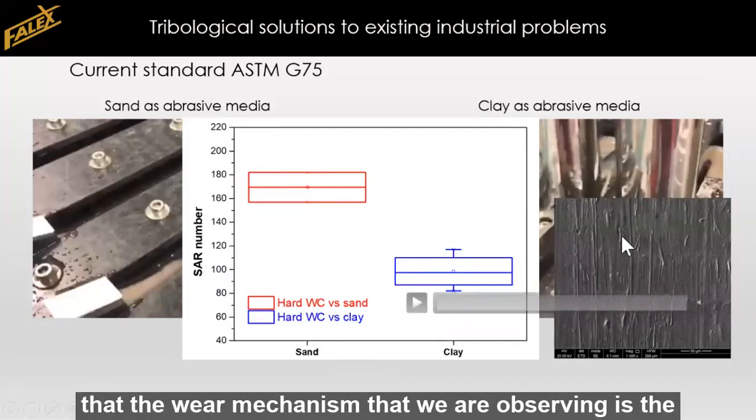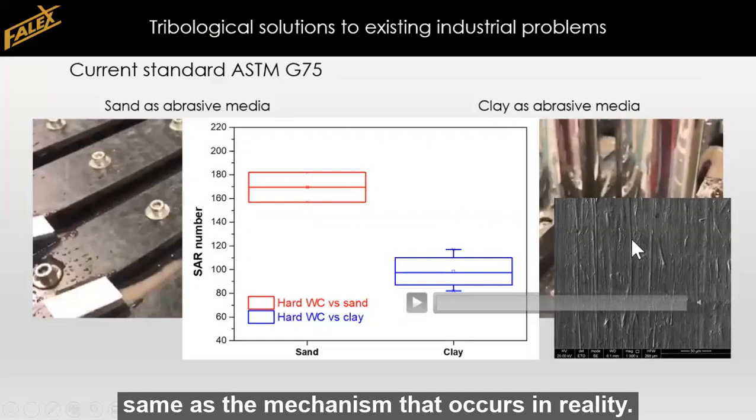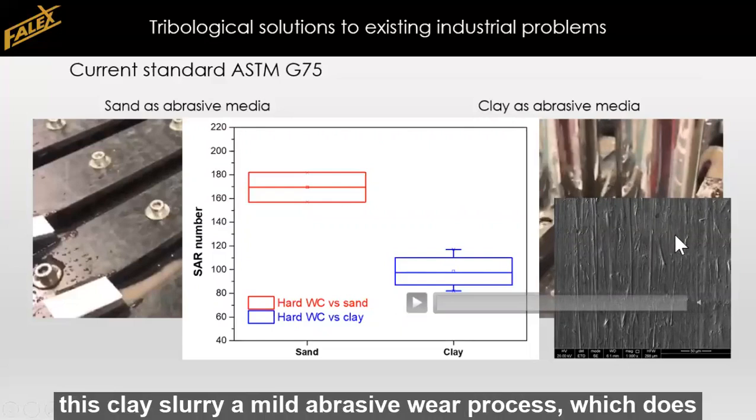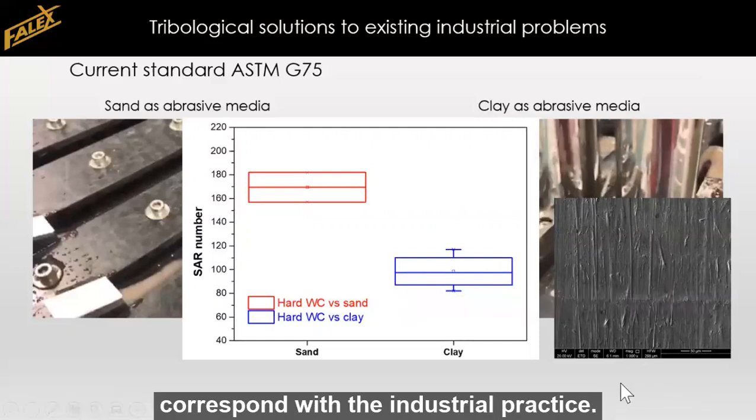Also important, of course, is that the wear mechanism that we are observing is the same as the mechanism that occurs in reality. And we can see in this clay slurry a mild abrasive wear process, which does correspond with the industrial practice.